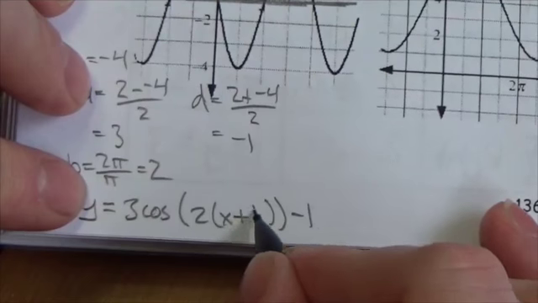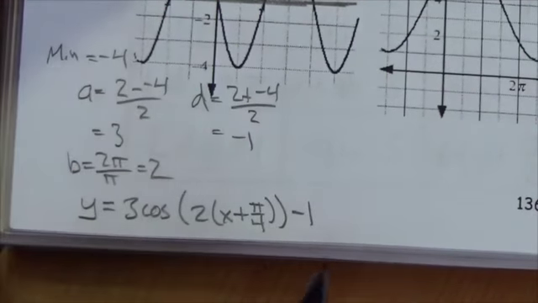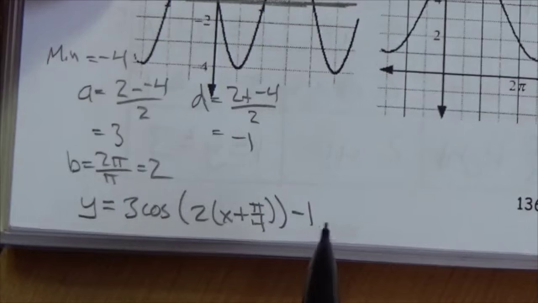So here we go, pi over 4 to the left. So the equation of that first graph as a positive cosine graph will be 3 cosine of 2 times (x plus pi over 4), close bracket, minus 1.